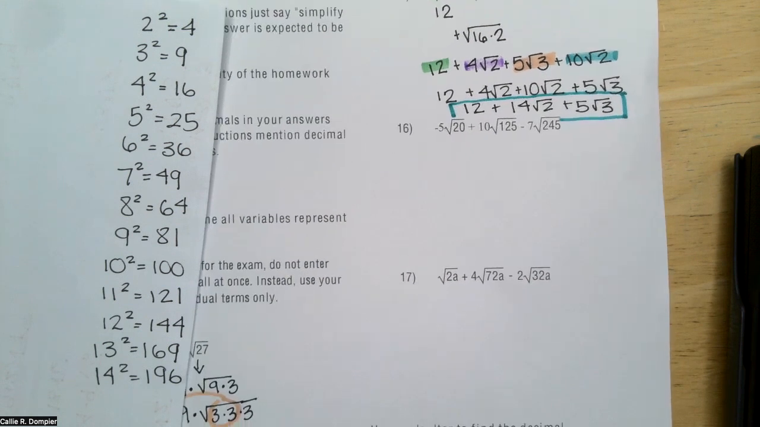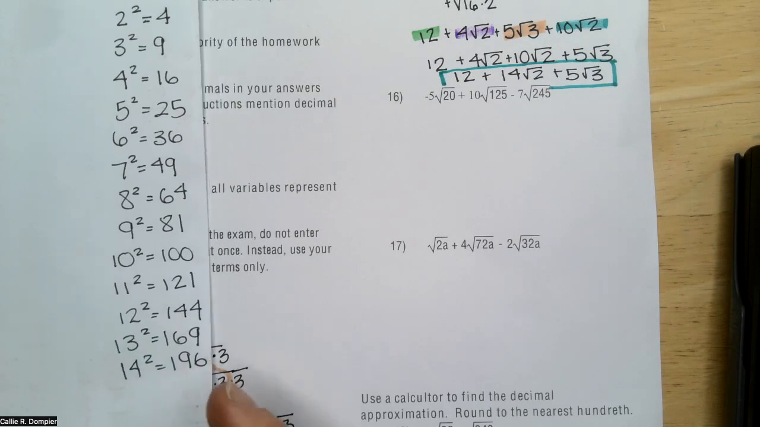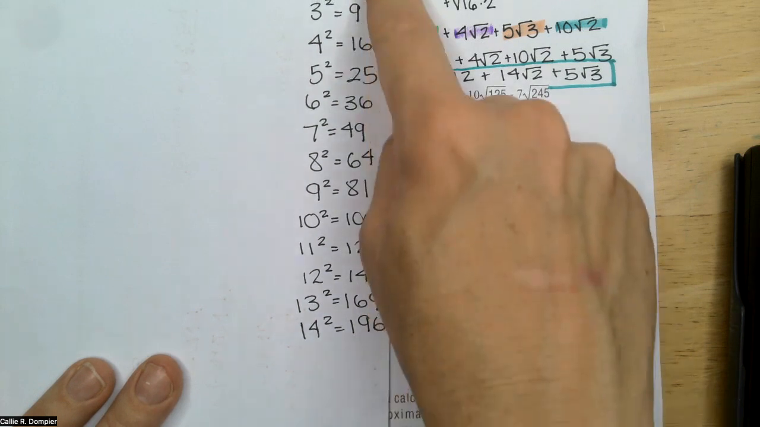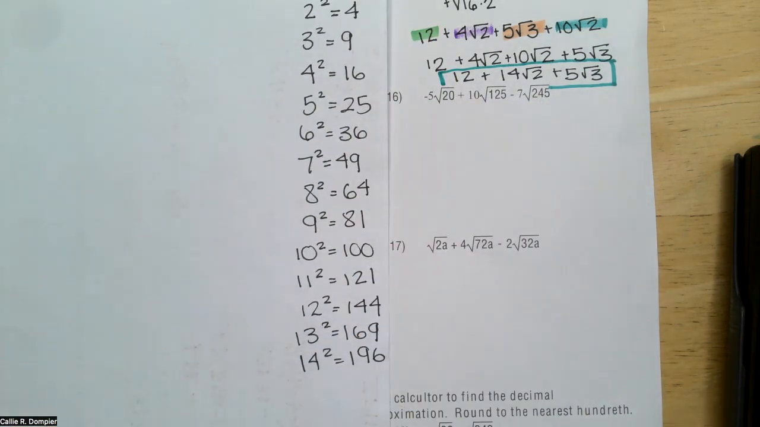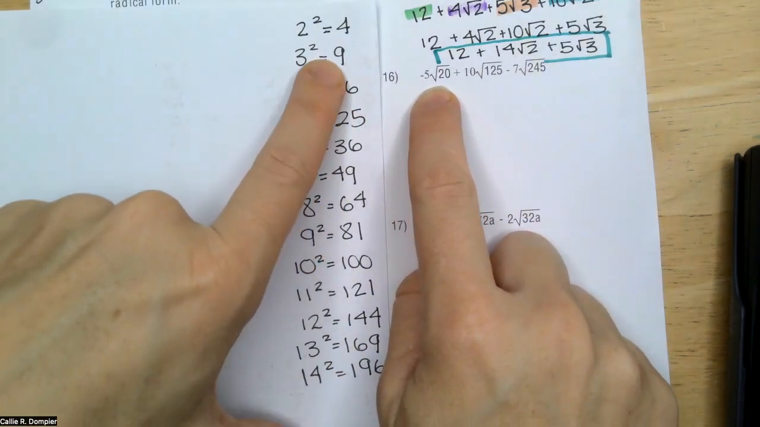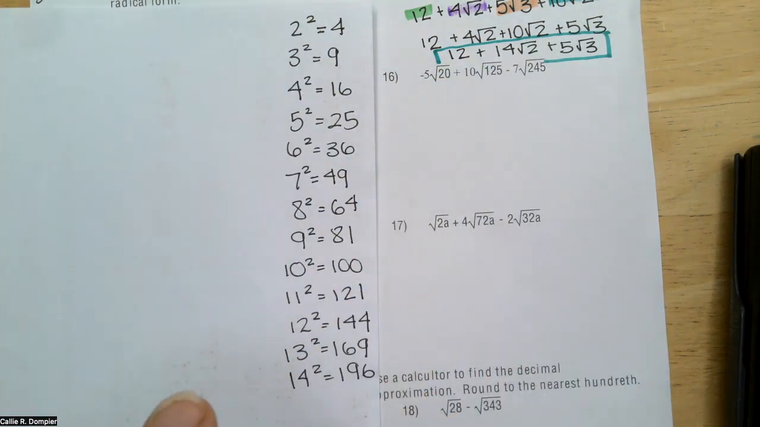All right. Now we have negative 5 square root of 20 plus 10 square root of 125 minus 7 square root of 245. Kind of look at your list. Make sure you don't see any of those on your list. That'll make it easier. If you do not, I would start with the smallest number. Okay, so 20. Can I divide 20 by 16? No. Can I divide 20 by 9? No. Can I divide 20 by 4? I can, in fact, divide 20 by 4.